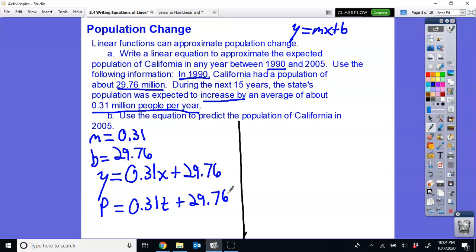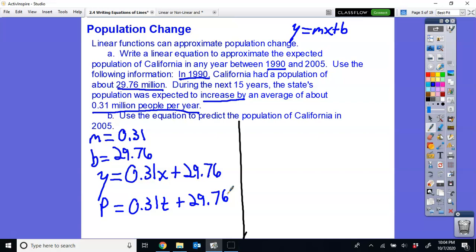Now, I do know that some of you also may be thinking, Mr. Harrison, could I put the 29.76 first and then do the 0.31x? Yes, you can, because in real life, that may be the way you think about it, doing the beginning amount first and then adding the 0.31 million per year, and that's completely fine. I'm just writing it in this format of this linear equation so you can get used to seeing that mx plus b for when we start doing some things again, like I said, with graphing. So now we're asked in part B to use this equation to predict the population of California in 2005.